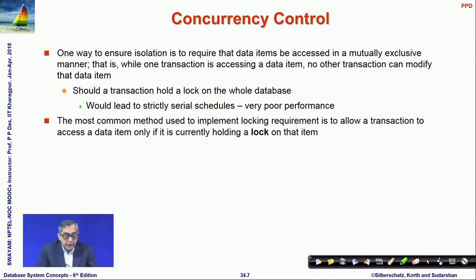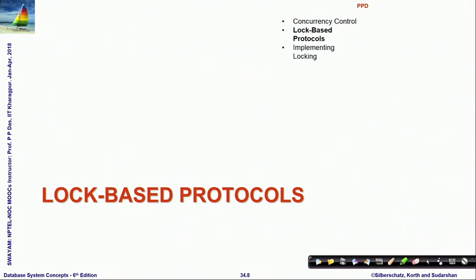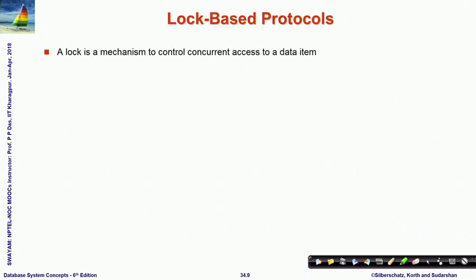So, we need a mechanism to control exclusivity in terms of holding locks on smaller items, possibly at a record level, at a value level, and so on. That gives rise to a whole lot of lock based protocols, some of which we are going to discuss.